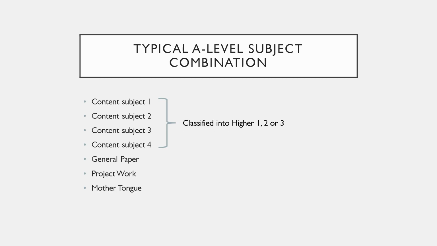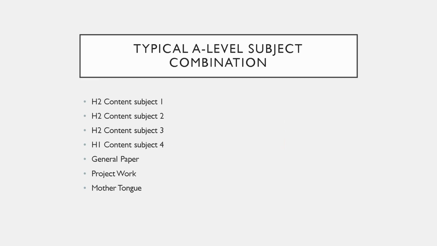At A-levels, content subjects are classified into 3 levels, H1, 2, and 3 respectively. The H stands for higher, and a H1 subject corresponds to the lowest level of the subject offered, while H3 corresponds to the highest. In general, students sit for 3 H2 content subjects and 1 H1 content subject. The student is able to choose which subject to take at the H1 level. H3 subjects are additional and are only offered in JC2. Because of this, we shall mainly be focusing on H1 and H2 physics.